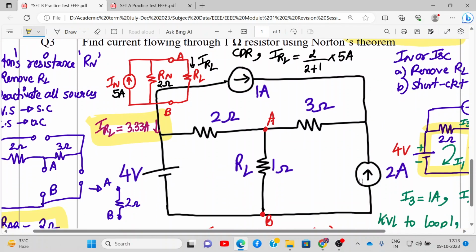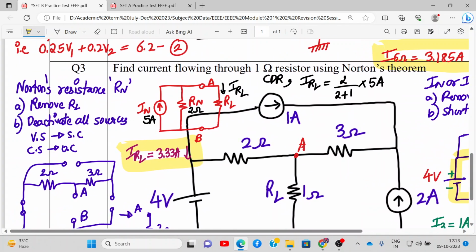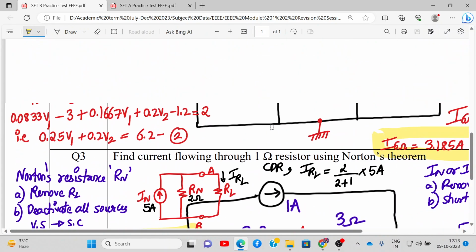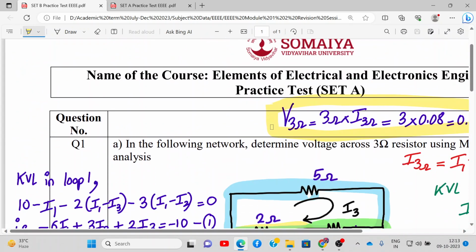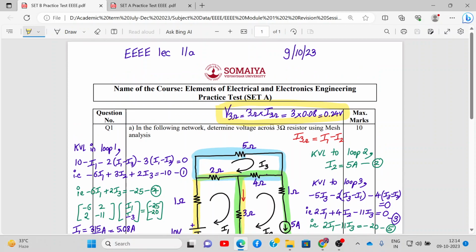In this way you can solve this numerical very easily. So that's all for lecture number 11A. This was set number A. Next time we'll solve another numerical, set number B, in EEE lecture number 11B.